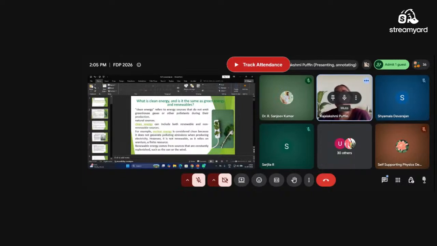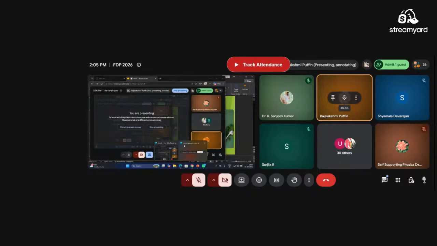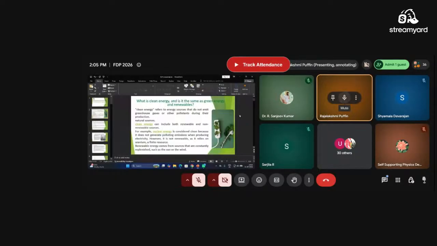Second, my net is getting low. Okay, okay. Now it is clear. Can you able to see my screen?